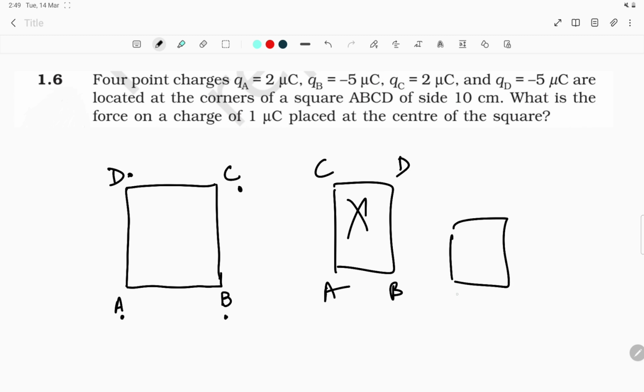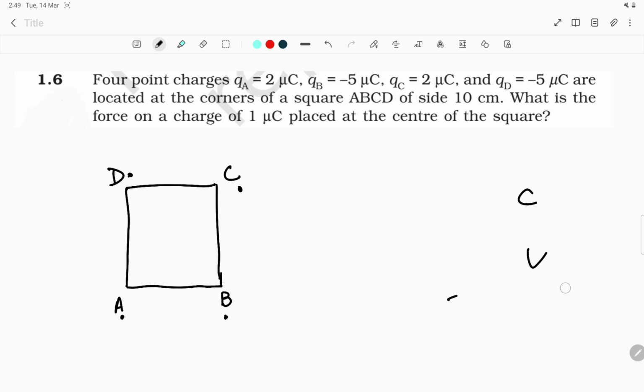So you can also write A, D, C, B. It can be in any cycle, whether it is clockwise or anti-clockwise. You can start from any corner, but you have to make sure you go in the same direction. Don't mix the directions here.